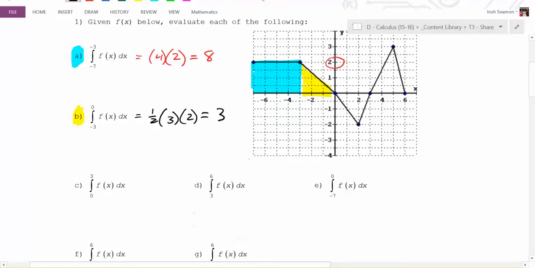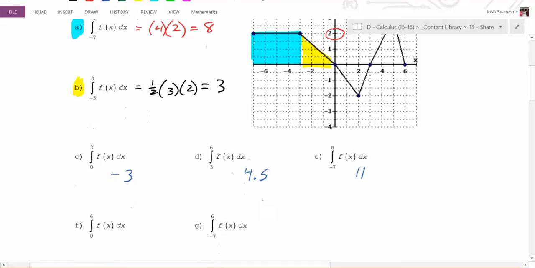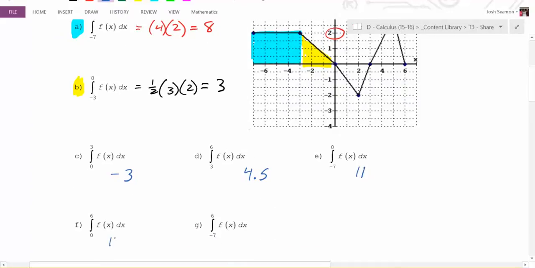So based on what you just learned, what did you get for C? Someone give me C. Sarah, what's C? -3. Sounds good. What about D? Who has D? 4.5. What about E? 11. F? 1.5. So 1 point, not 1, 1.5. And what about the next one? 12.5. 12 point what? 5.